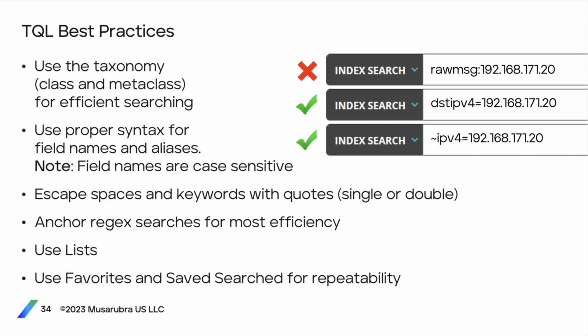You can escape your text strings with quotes. So we saw that with the private IP address LAN. And in fact, if you're looking at our rules, you'll see most of the data that we have in there is escaped. It just makes it clean, and we know that everything is going to get interpreted exactly the way that we mean to. If you're using regex, anchoring that regex is going to be the most efficient, by indicating the start or end of the string, if that's appropriate. And then don't forget about some of these features that I talked about for repeatability, like lists, favorites, and save search.